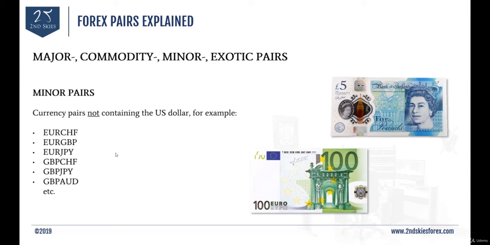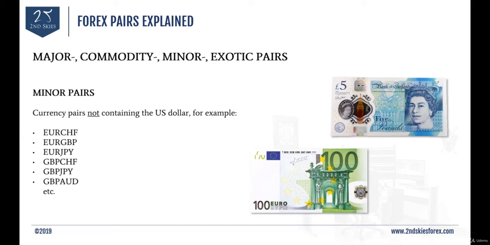Those are considered minor pairs. Real quickly before I go on to exotics, the reason why they call these major and minor is because the major currencies are ones that have the greatest transactional flow to them. They're part of the G10 countries. There's a lot more flow going through G10 countries than going through smaller non-G10 countries.